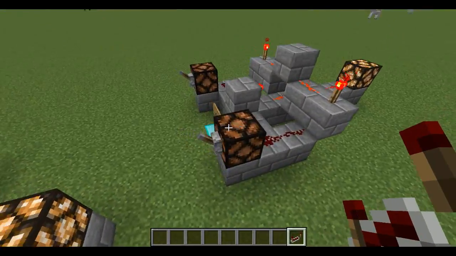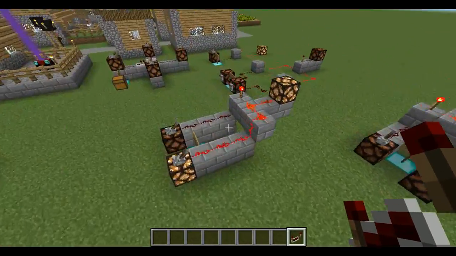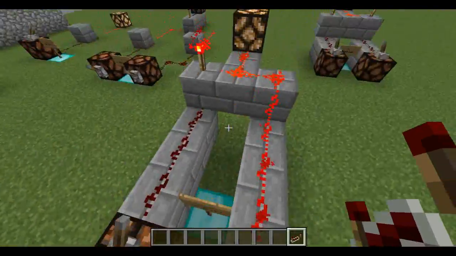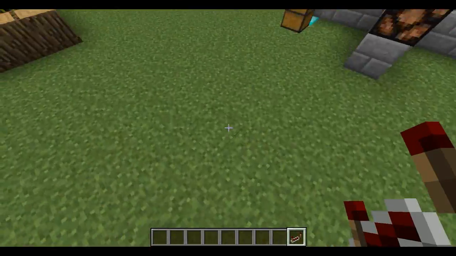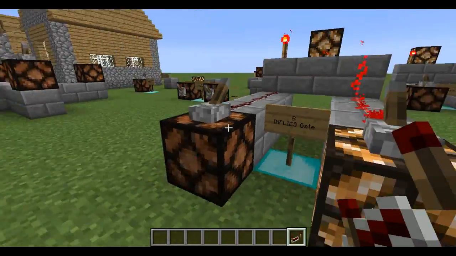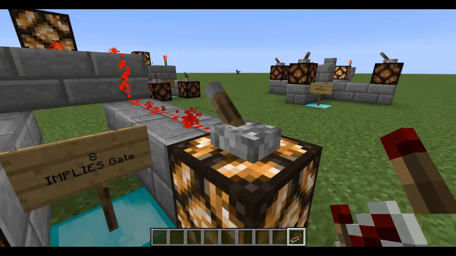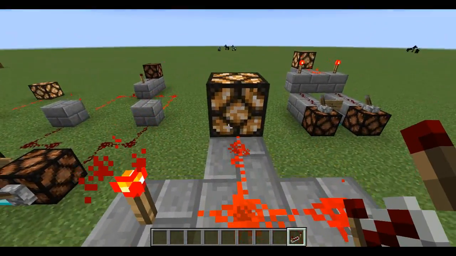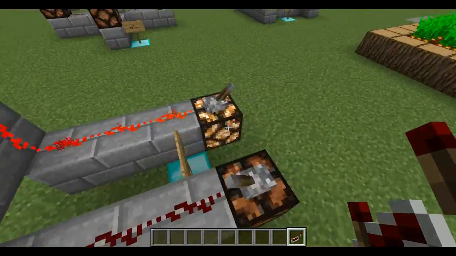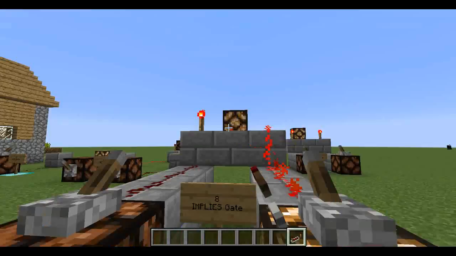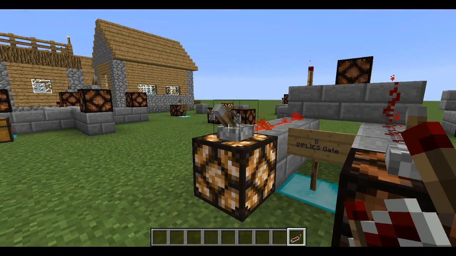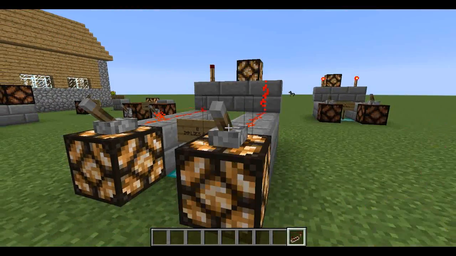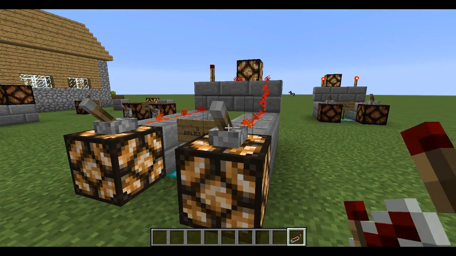Okay. So, now we're going to move on to number 8, probably the coolest one, and the final one, the implies gate. This is an interesting one. Okay, so, for this one, as long as this lever is turned off, this lever has no effect on the actual redstone itself. Like, I can't change the outcome of that, but as soon as I turn this off, this goes out, and I can now change the outcome.